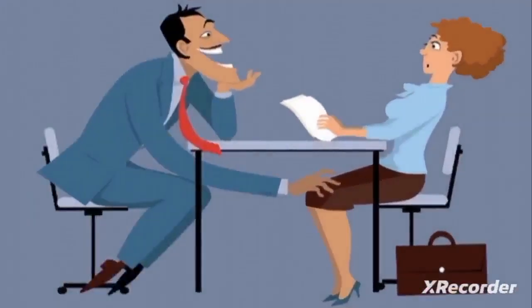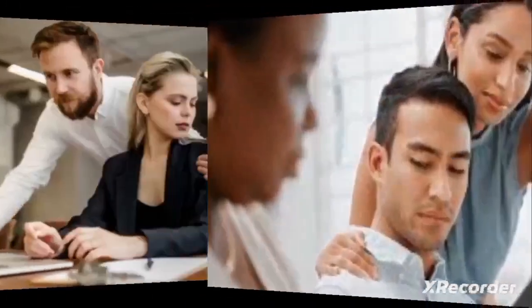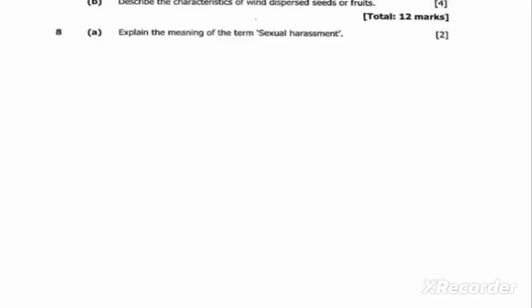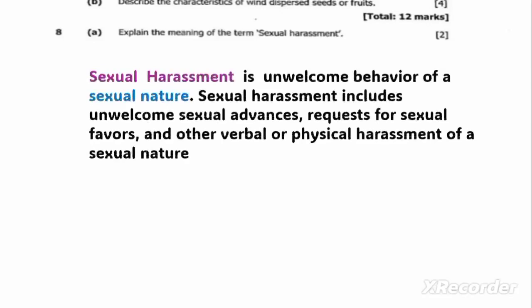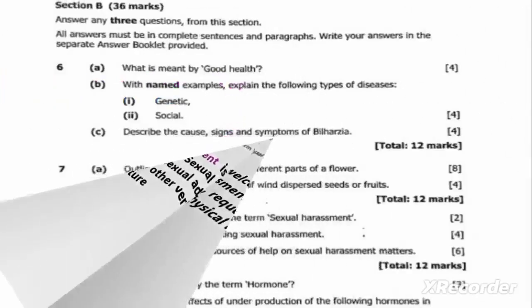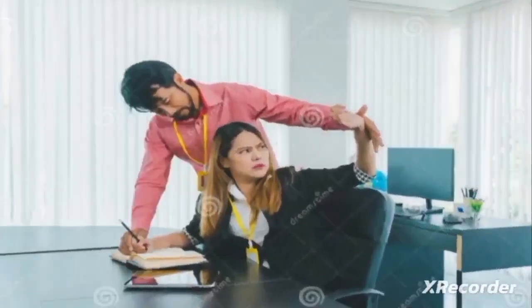Harassment is unwelcome behavior, and this behavior is of a sexual nature. So we are going to say sexual harassment is unwelcome behavior of a sexual nature. Sexual harassment includes unwelcome sexual advances, requests for sexual favors, and other verbal or physical harassment of a sexual nature. The answer given is enough for the 2 marks.